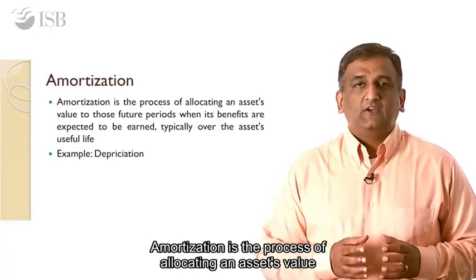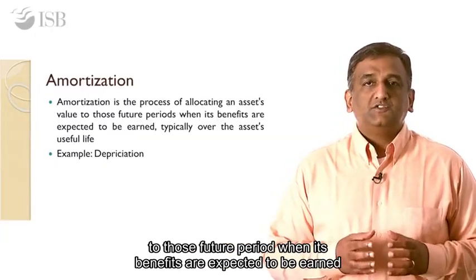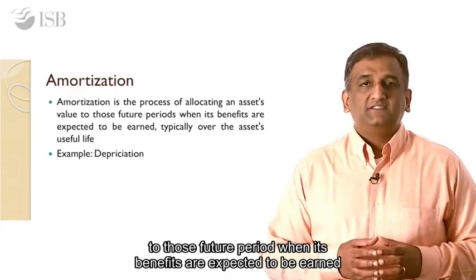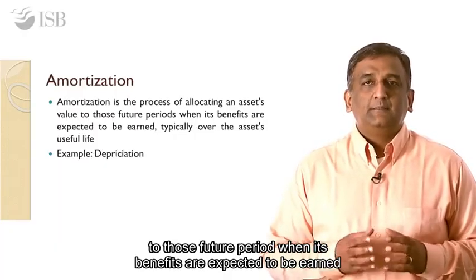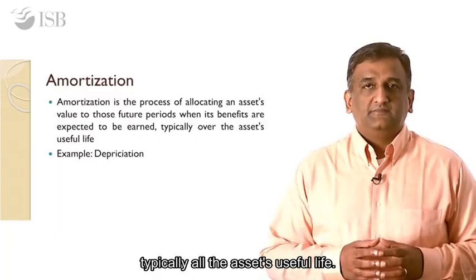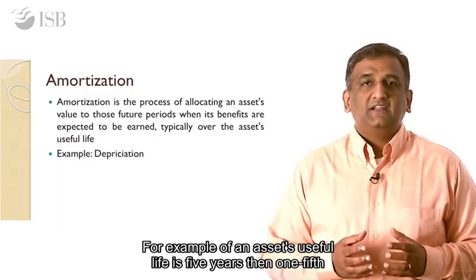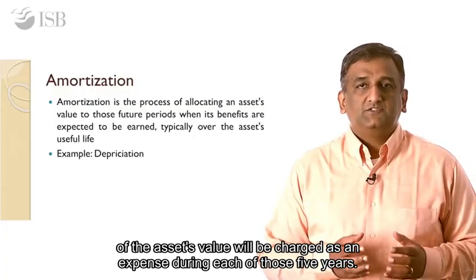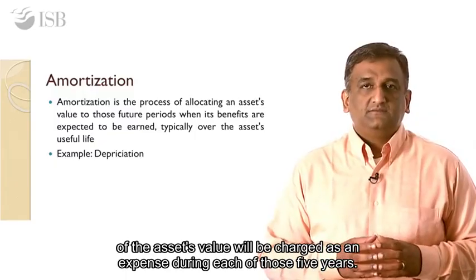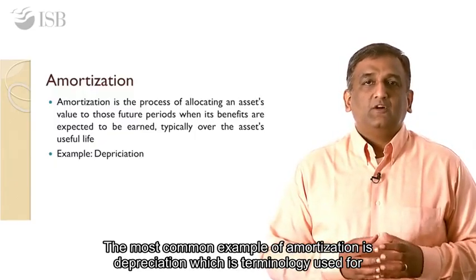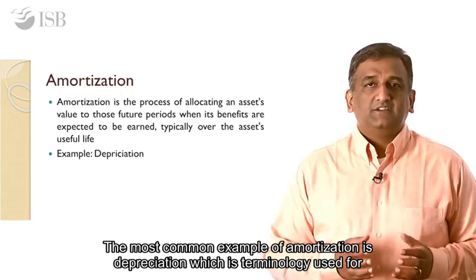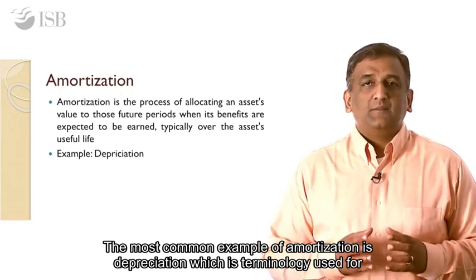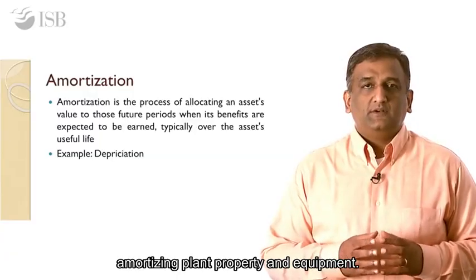Amortization is the process of allocating an asset's value to those future periods when its benefits are expected to be earned, typically over the asset's useful life. For example, if an asset's useful life is 5 years, then 1/5 of the asset's value will be charged as an expense during each of those 5 years. The most common example of amortization is depreciation, which is terminology used for amortizing plant, property and equipment.